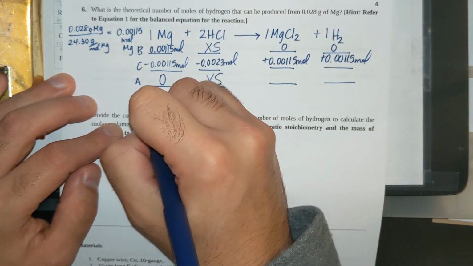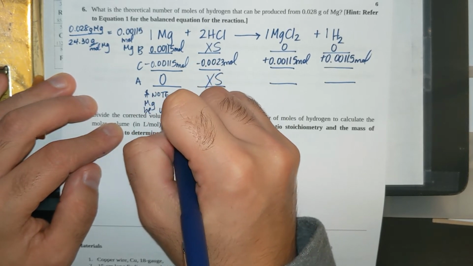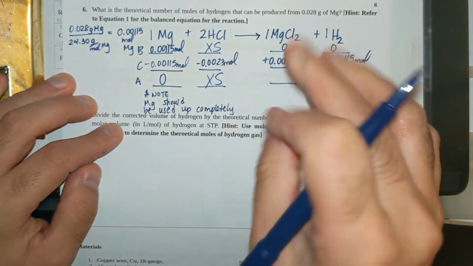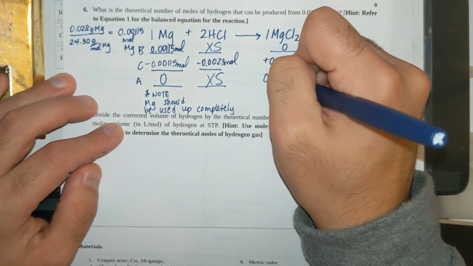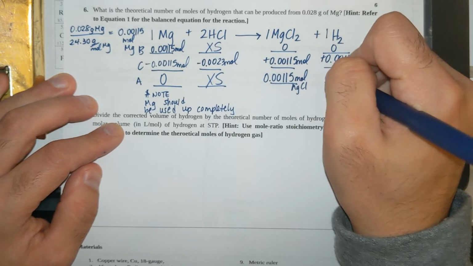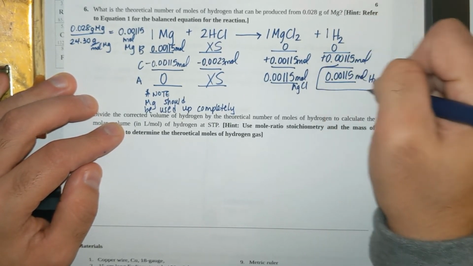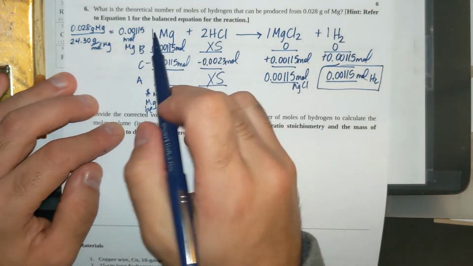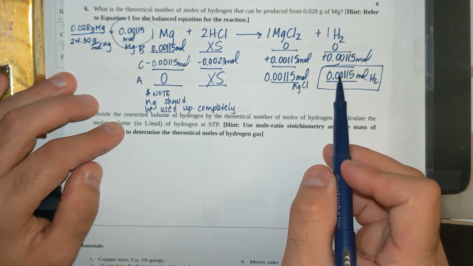Note, Mg should be used up completely. If you still see some magnesium ribbon in your reaction, this is going to affect your data here. And so I'm going to have 0.00115 moles of MgCl2 produced and 0.00115 moles of H2, which is what this question is asking. Now, I did a lot of extra work, and you could have just been like, okay, moles of magnesium is equal to moles of H2. So as soon as you get this number, it's equal to that one.